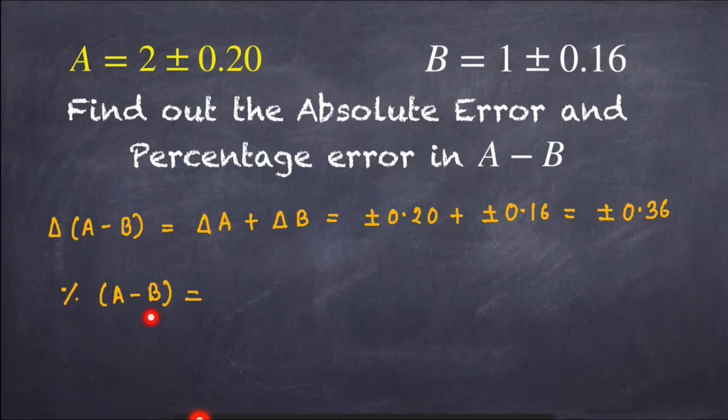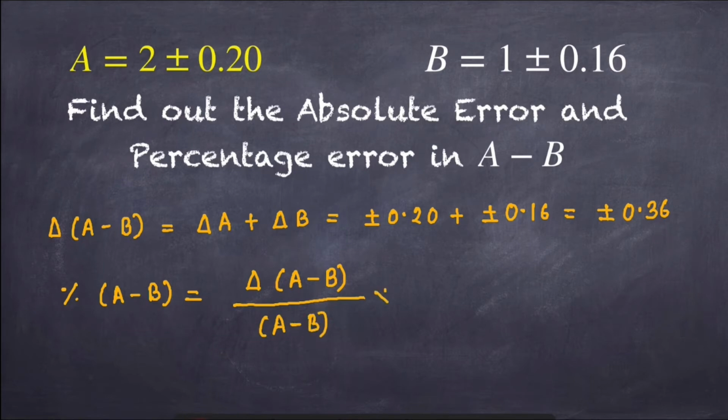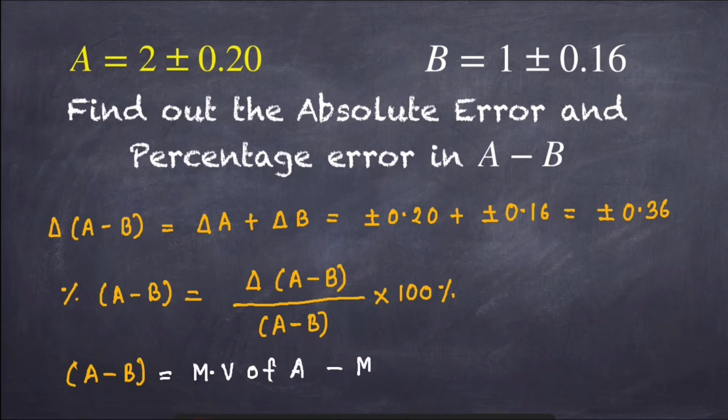So the percentage error in the expression a minus b will be equal to the absolute error in the expression a minus b divided by the measured value of the expression a minus b, into 100%. So that means we need to find out the measured value of the expression a minus b. The measured value of the expression a minus b would be equal to the measured value of a minus the measured value of b, right?